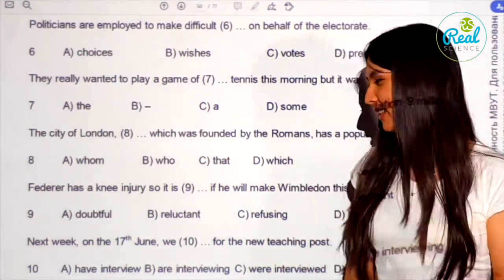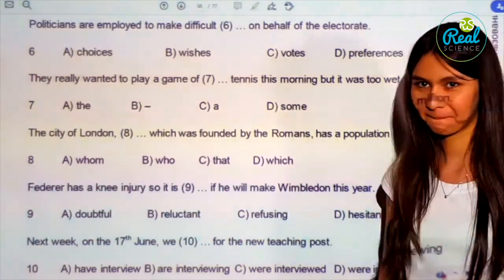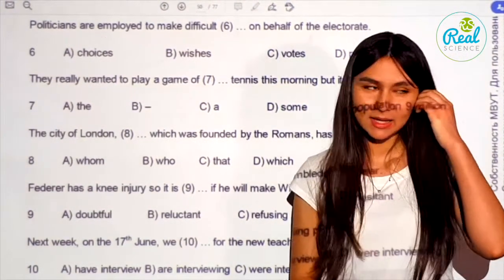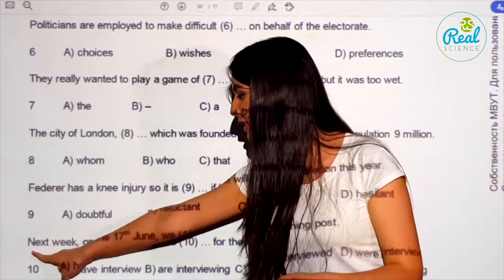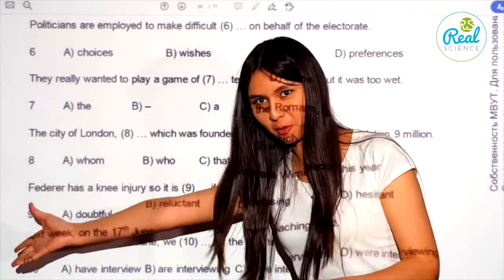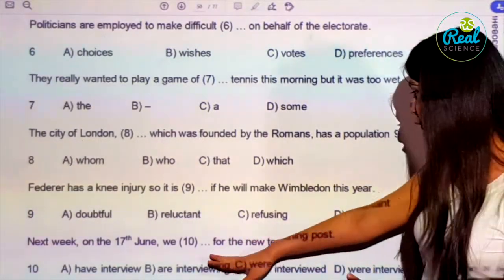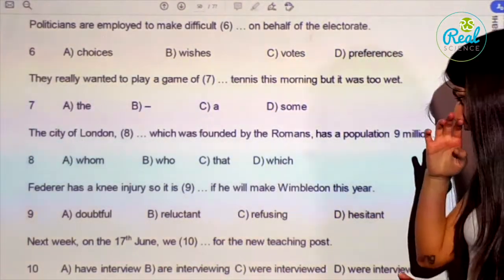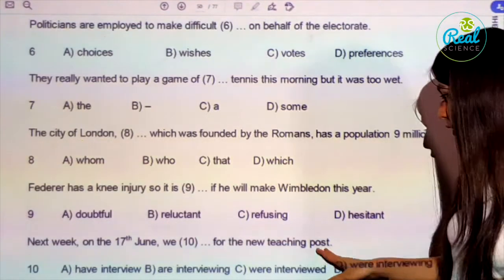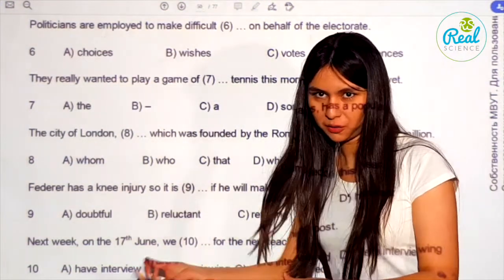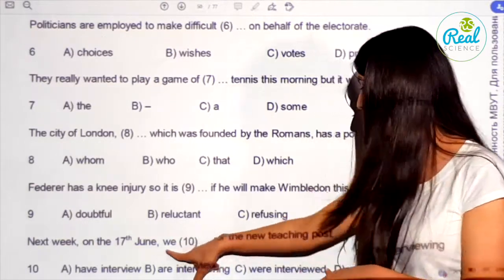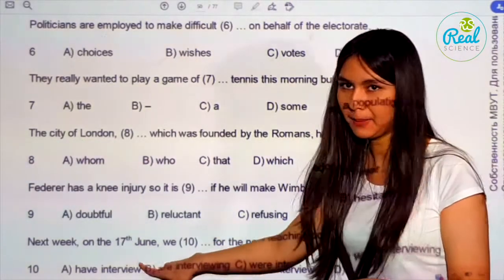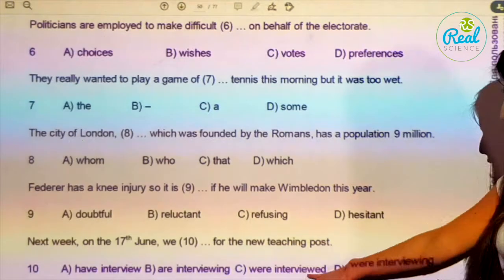Because it's next week. Present tense in the future, to say about the plan in the future. Yes, nice, good job. The first reason is next week. This is the future one. And the second one, we are interviewing for the new teaching post. So you are not being interviewed by somebody. Here we cannot use the passive voice form. Here it is given in the active voice. That's why we put B. But these options are in the passive voice forms.